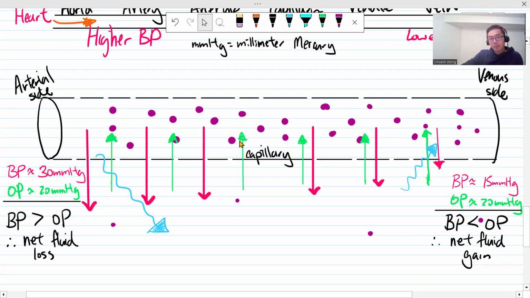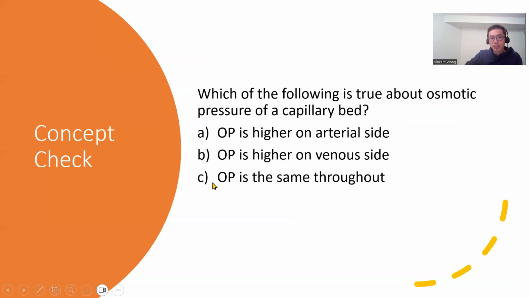Why is it the same? Well, because the concentration doesn't really change from one side to the other. Okay. As a result of that, the osmotic pressure is the same throughout. The answer is C.